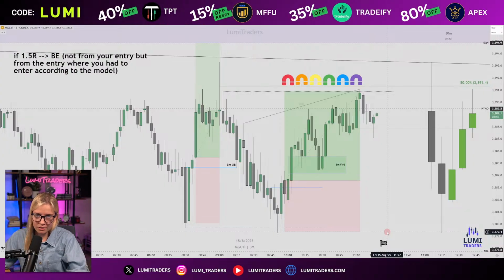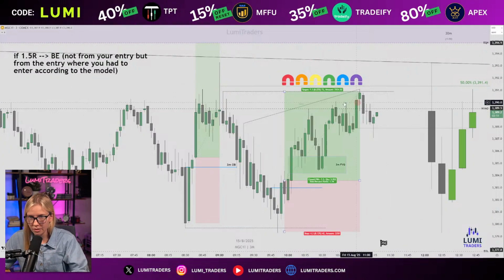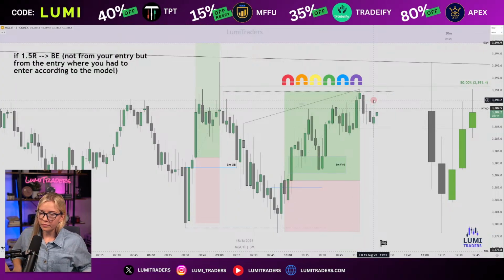So it's just not worth it. I want to see this 50%, but that's it. Best idea is to close the trade as I said before over here, and that's it. So not worth it right now.